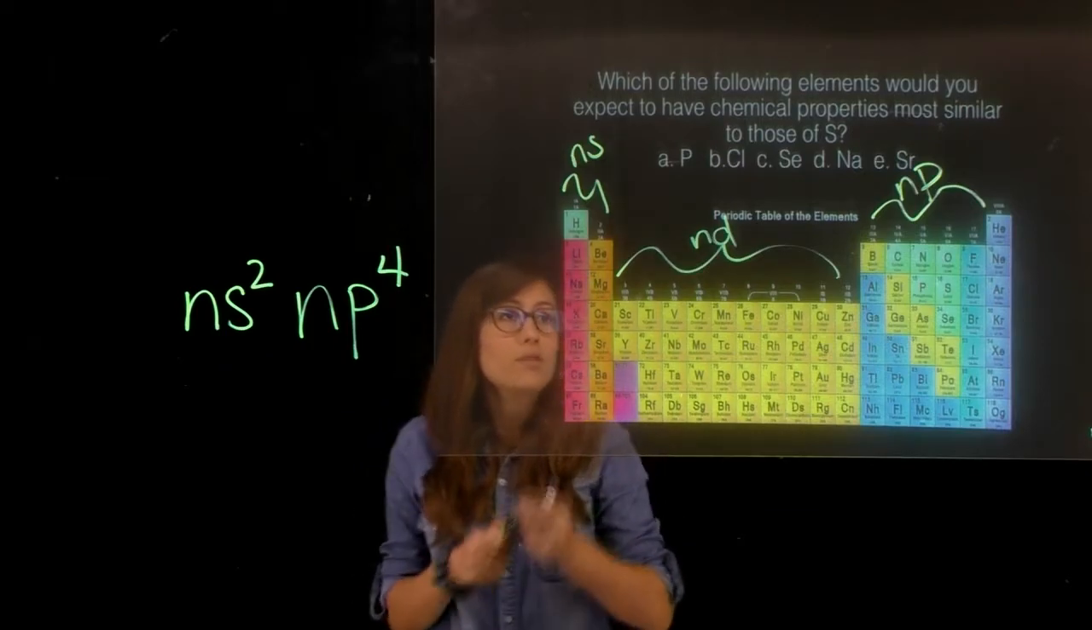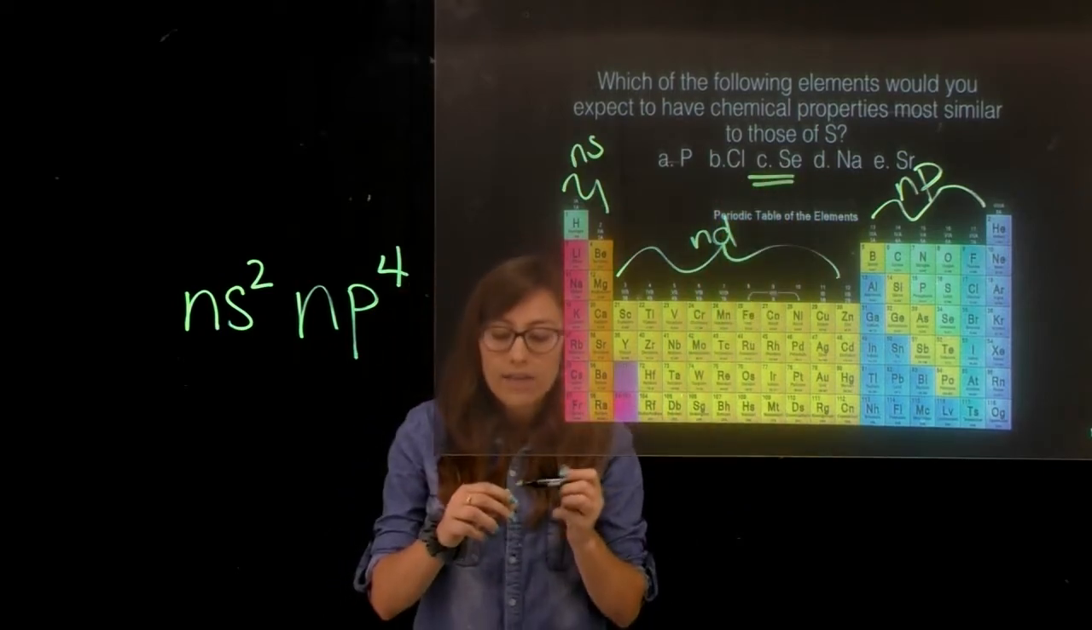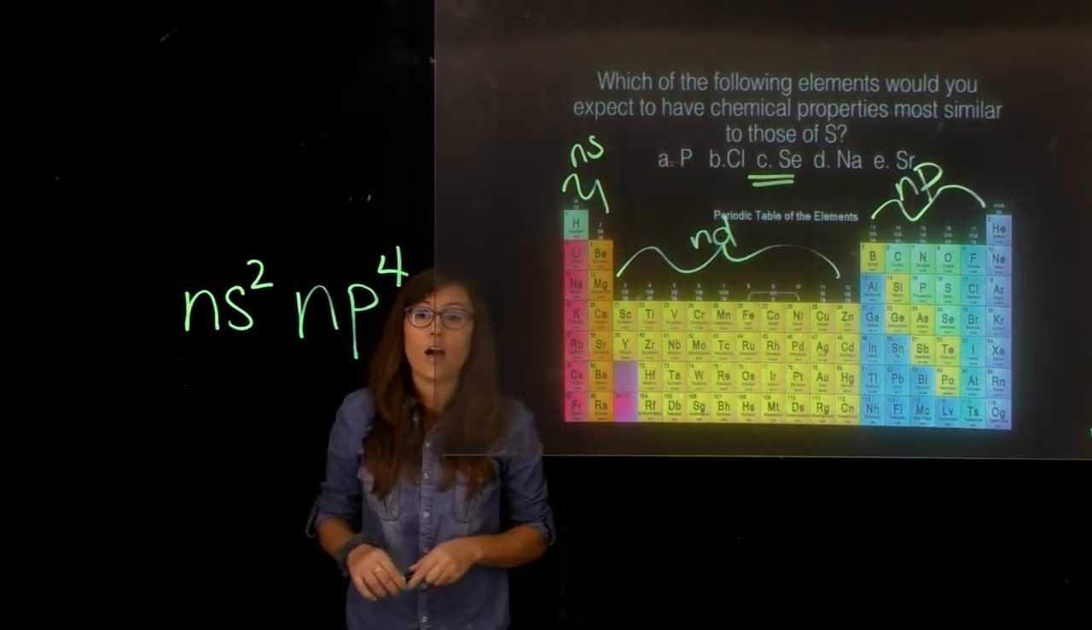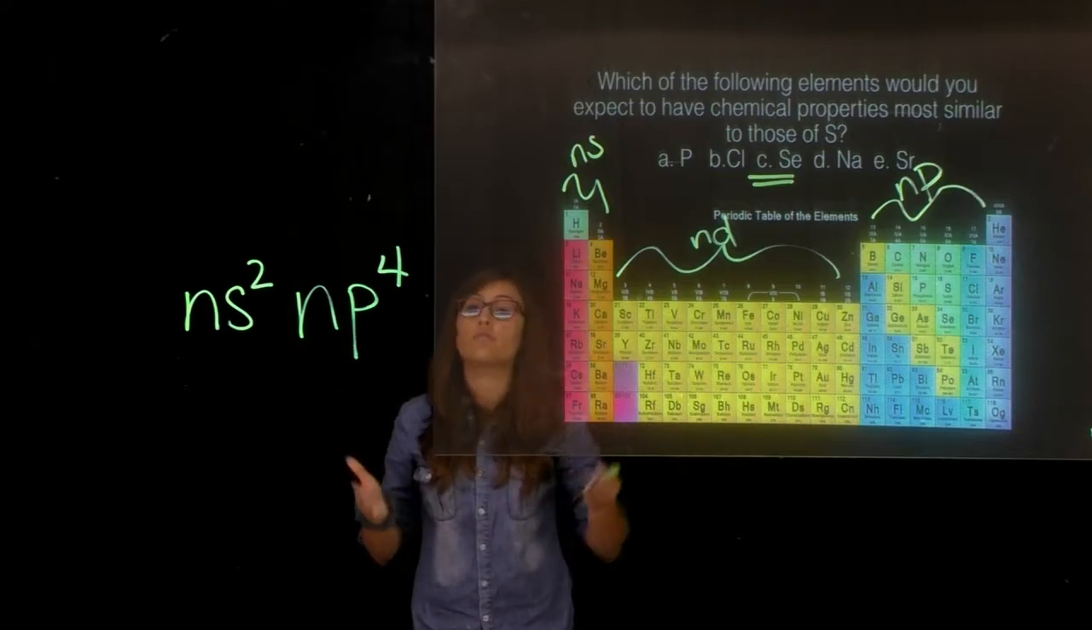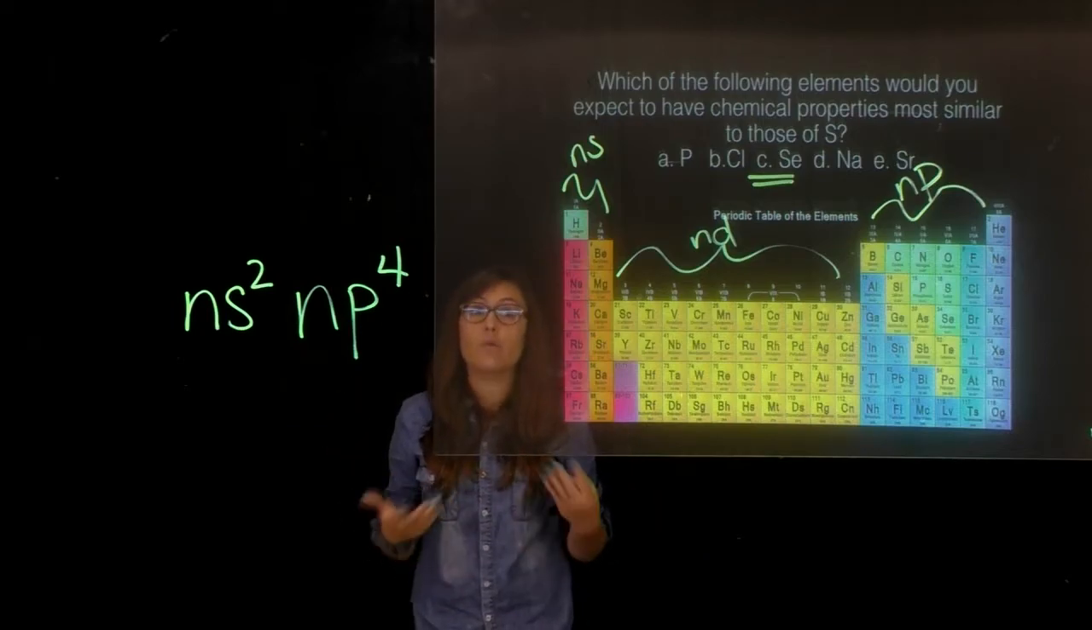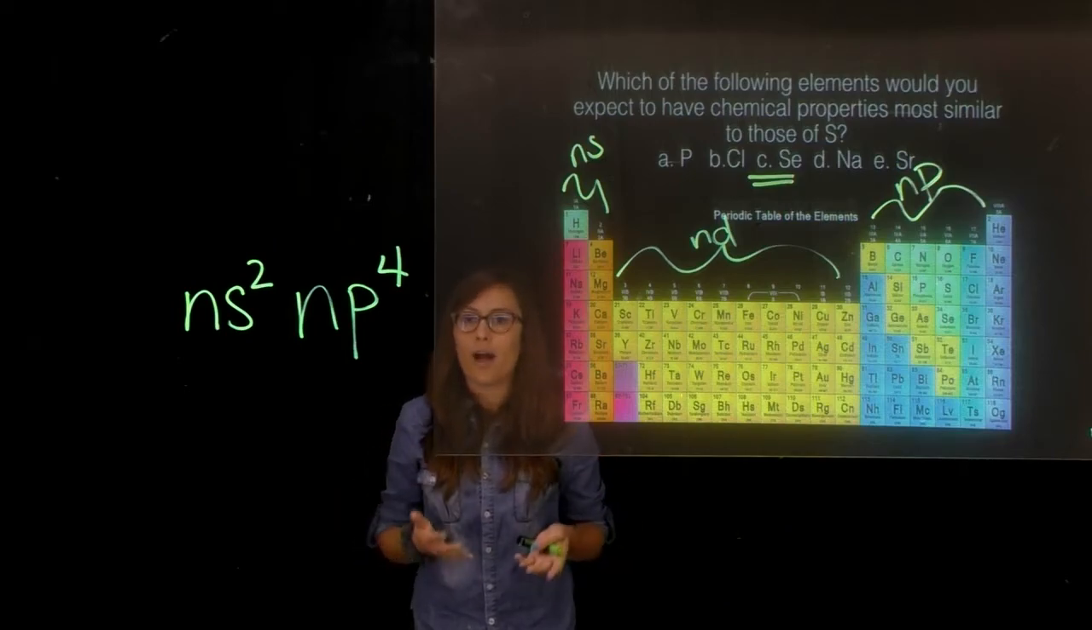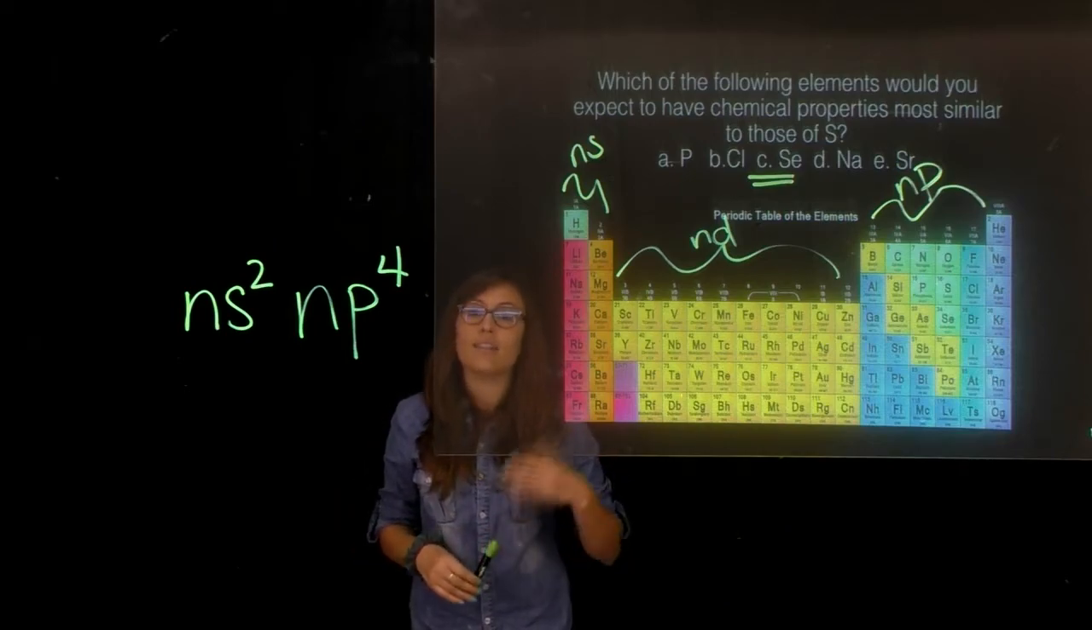So selenium will have a similar reactivity to that of sulfur, because the valence electrons is where all of our chemistry is going to be occurring. And we will start to learn more about why this is the case in later chapters.